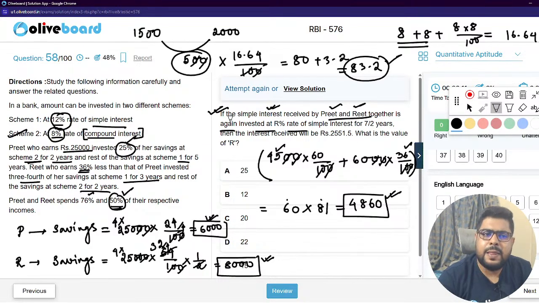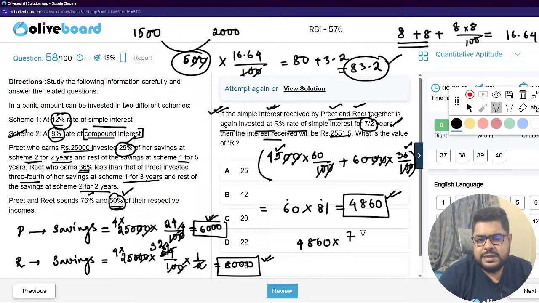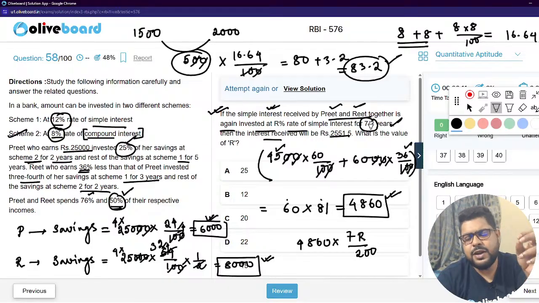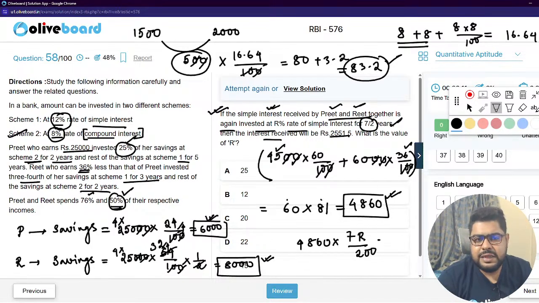Now they are asking, again, R% rate of simple interest for 7 by 2 years. Then the interest is this. Then the value of R. 4860 you are keeping for 7R by 2%, meaning 200. Right? Because 7 by 2 years for R% per year. This is the total interest. This is given as 2551.5.